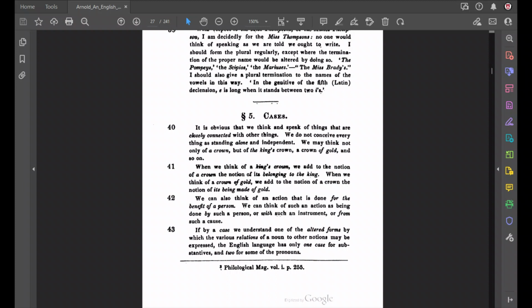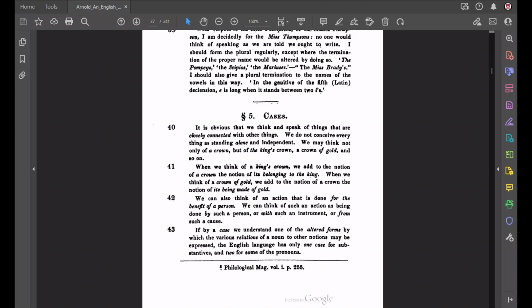Remember, substantive nouns are names of things that can stand independently, right? They can stand by themselves. But we don't always think of things separate by themselves. Sometimes different nouns or different things are in close connection. We may think not only of a crown, for example. We may not think of a crown only, but we may think of the king's crown. And we may put these two ideas together, closely connected. We may think of a king's crown, a crown of gold, and so on.